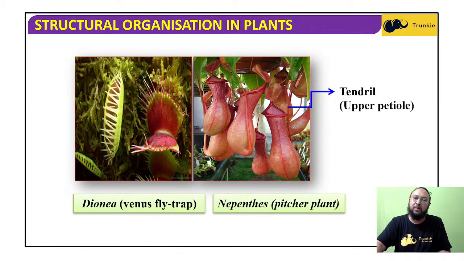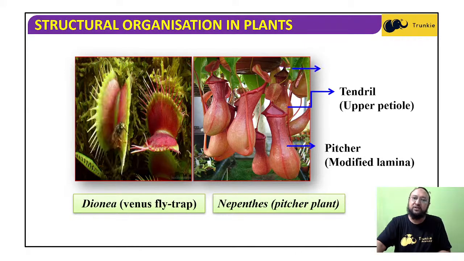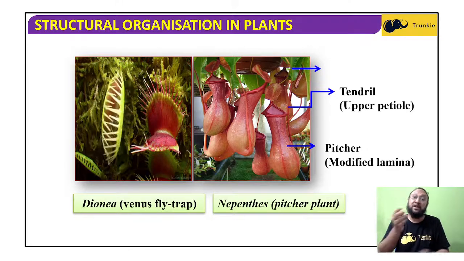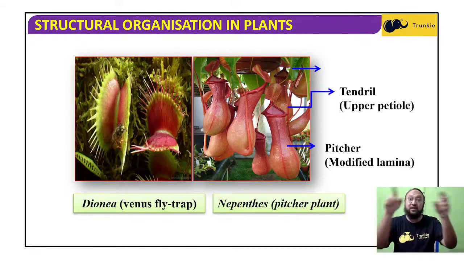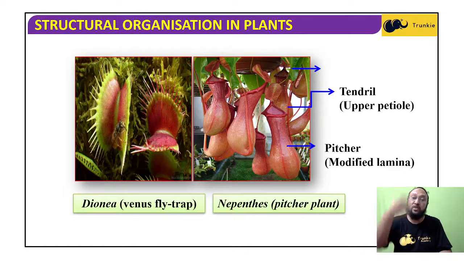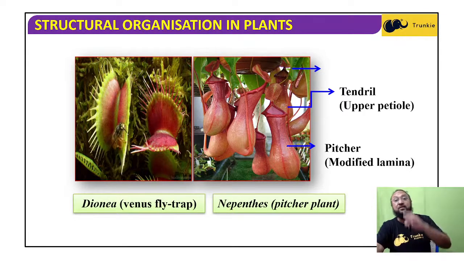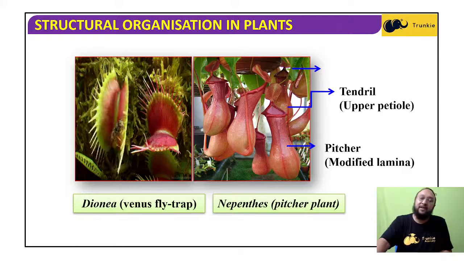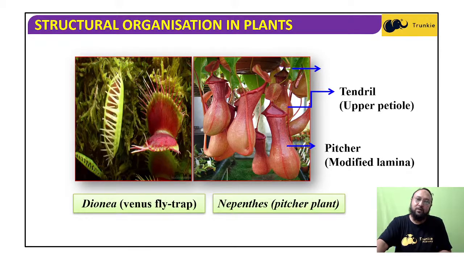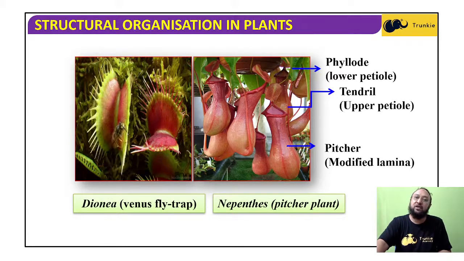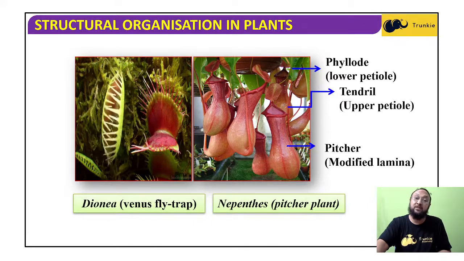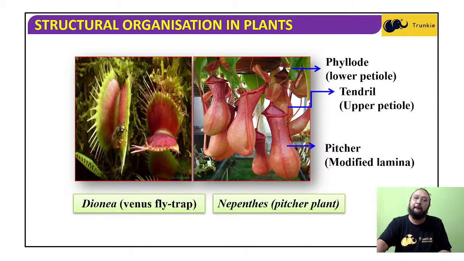Tendril, upper petiole. And the pitcher is the modified lamina. So that lamina, the main portion of the leaf with the veins, is modified into a pitcher-like structure. Okay, so that pitcher is actually the modified lamina. And the phyllode has formed from the lower petiole. The lower petiole is modified into a phyllode.